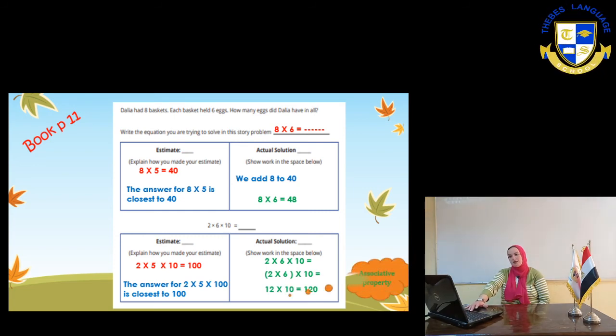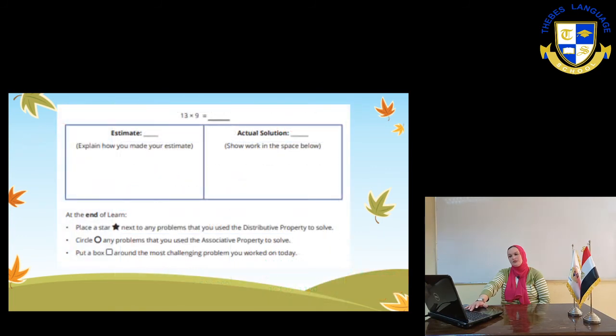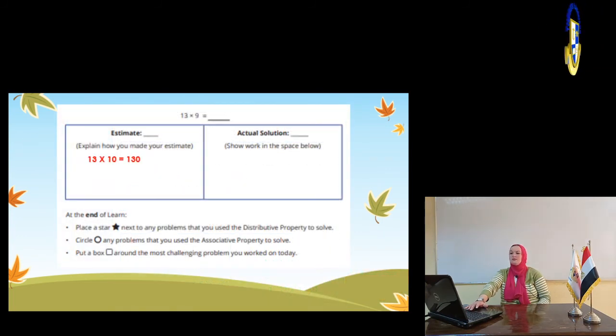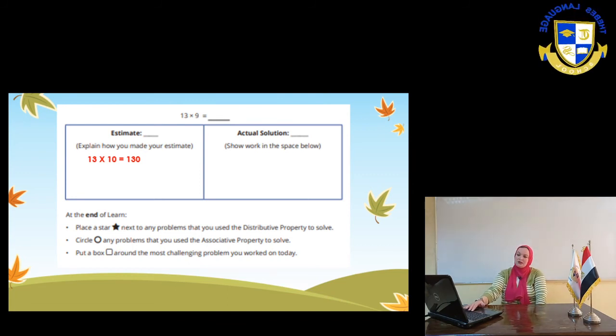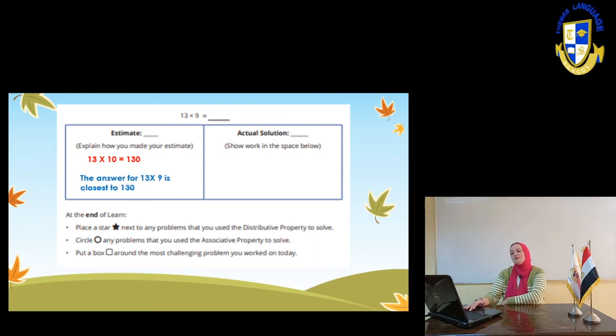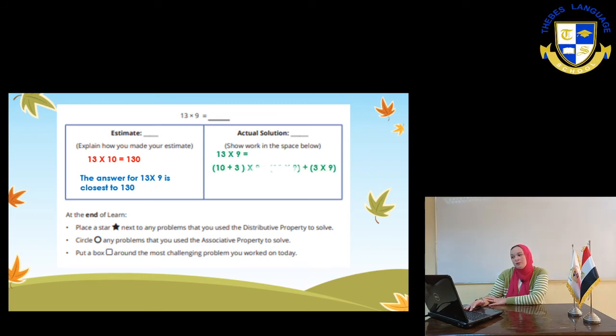In the next page, we have 13 times 9. Okay, the estimation, we are going to make the 9 to be 10. 13 times 10 equals 130. Okay, the answer for 13 times 9 is closest to 130. The actual solution, 13 times 9, we are going to break the 13 into 10 plus 3. So we are going to make 10 times 9 plus 3 times 9, equals 90 plus 27, equals 117.